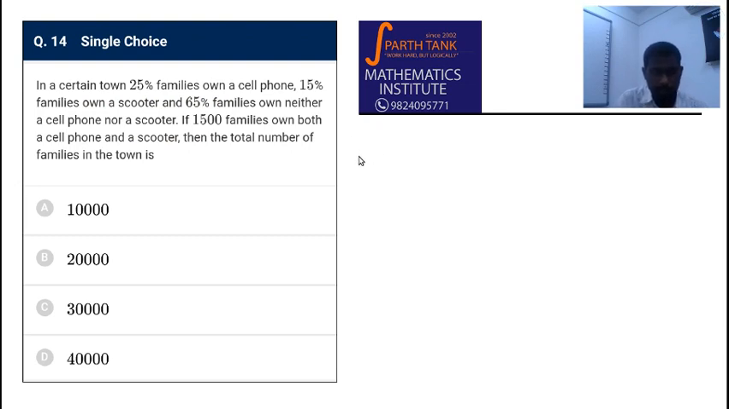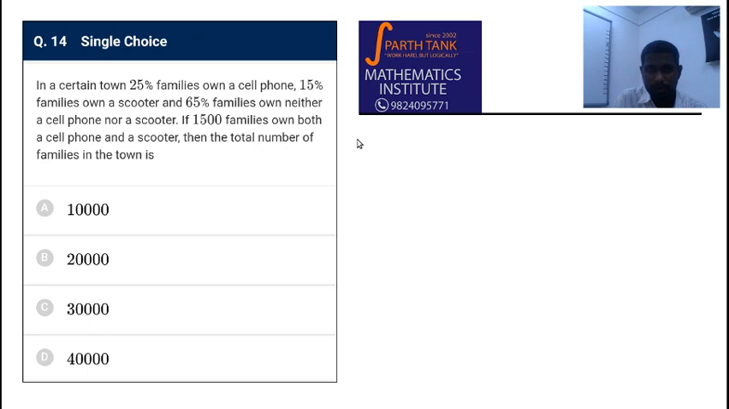Question number 14. In a certain town, 25% families own a cell phone, 15% families own a scooter, and 65% families own neither a cell phone nor a scooter. If 1,500 families own both a cell phone and a scooter, then the total number of families in the town is. Okay? So, how does this question look like?